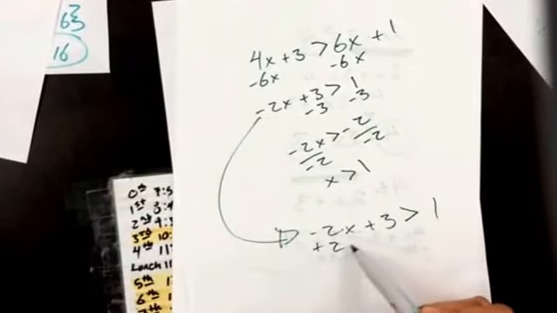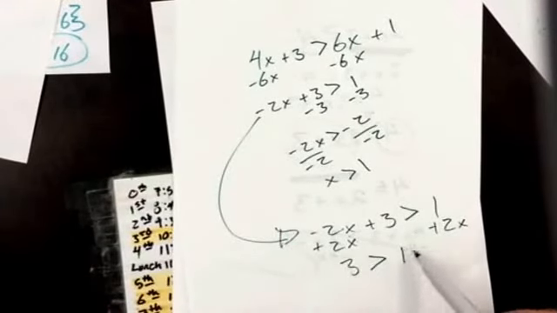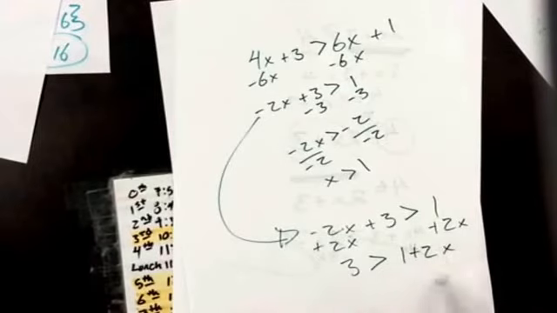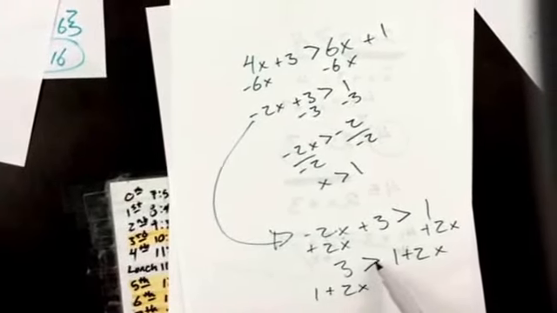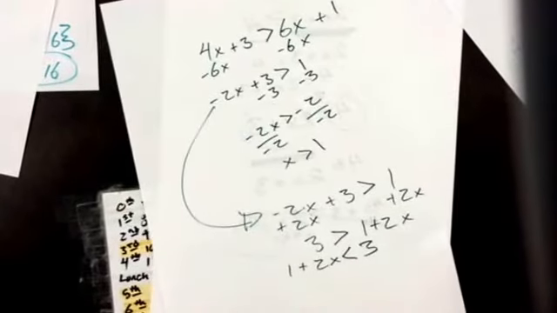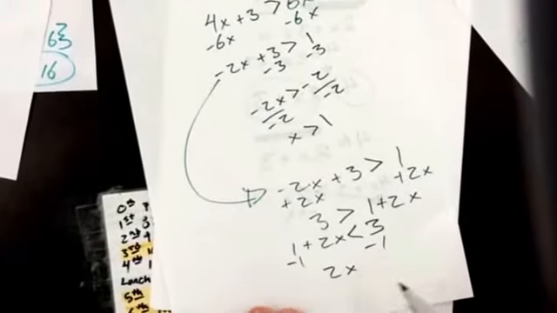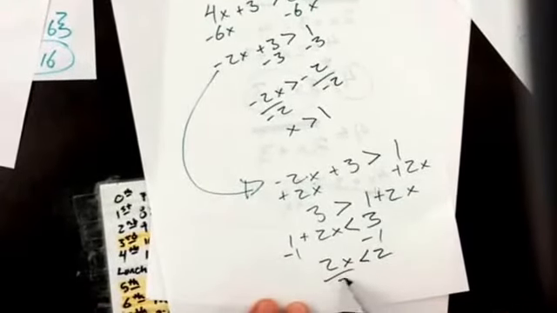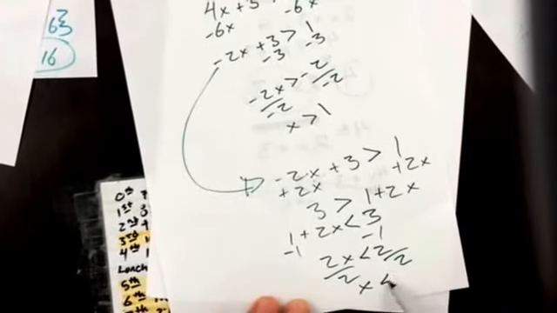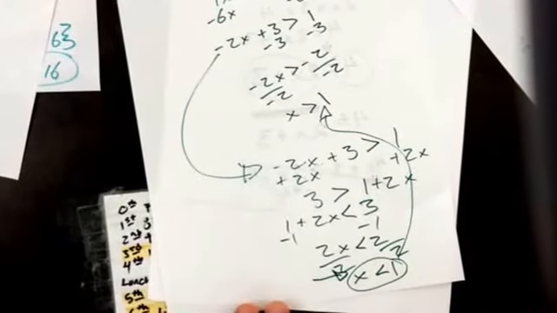I'm going to add 2x to each side. That gives me 3 is greater than 1 plus 2x. Now I can switch the sides of these. Remember, this is greater, so over here the 3 has to be greater. So 1 plus 2x is less than 3. I subtract 1. 2x is less than 2. Divide by 2. X is less than 1. And notice that this is not the same as this. This one down here is the correct answer.